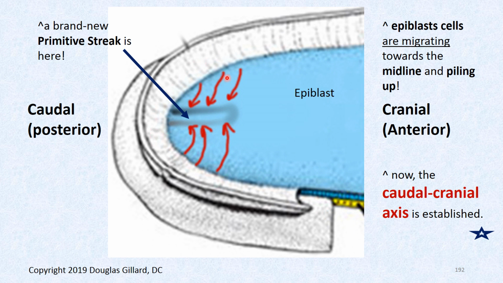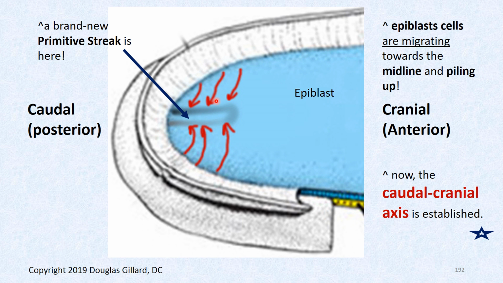Here we see that thousands of cells, which we can't see individually, are migrating into the midline from the left and right. They're starting to pile up and form a structure here, and that is a brand new primitive streak that has just been created. If we take this and look under the microscope, what is this? These are epiblast cells that have migrated here.